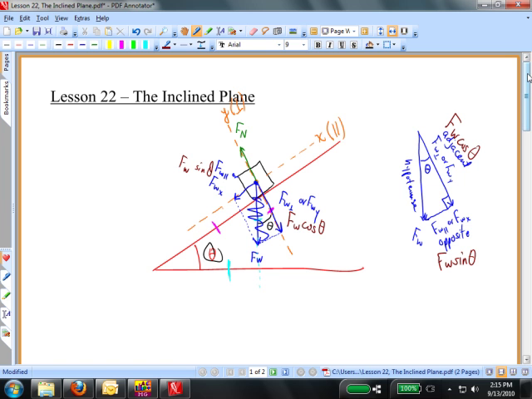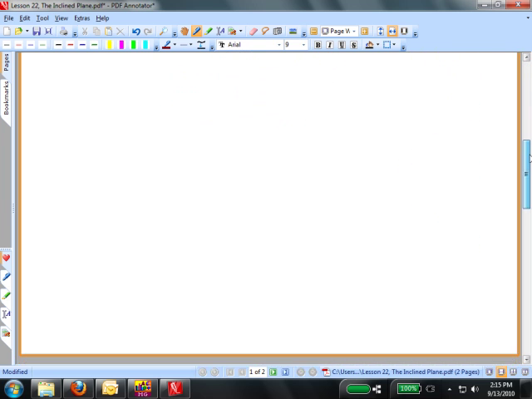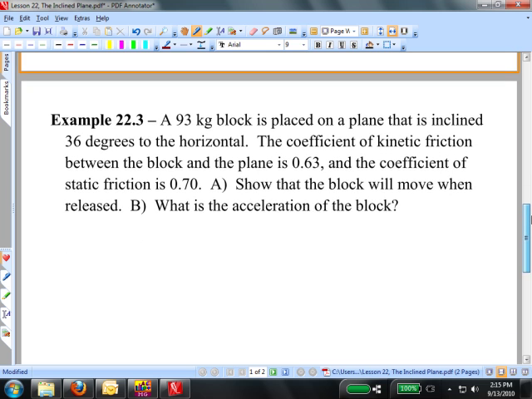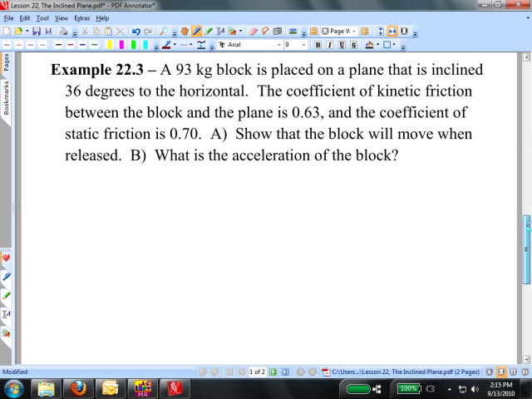We want to apply it to a particular numerical example. This is the third example that's given in your textbook, and it's one that's worth study. A 93 kilogram block is placed on a plane that is inclined 36 degrees to the horizontal. The coefficient of kinetic friction between the block and the plane is 0.63, and the coefficient of static friction is 0.70. Part A, show that the block will move when released, and B, what is the acceleration of the block. So let's sketch the diagram.